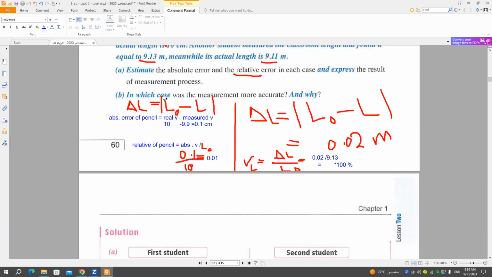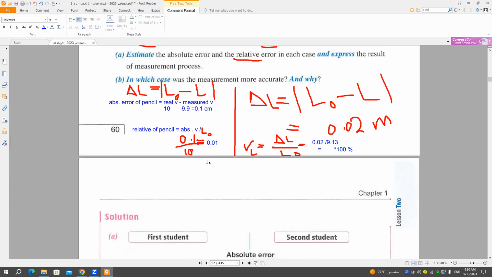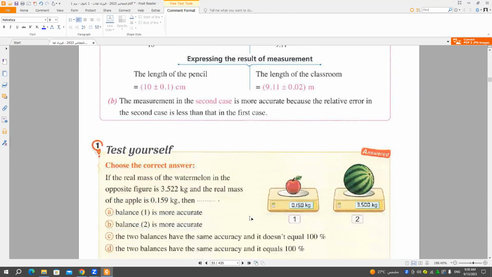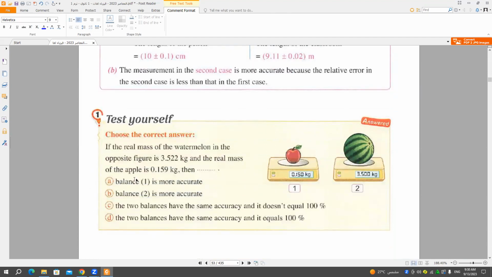The second question here: in which case was the measurement more accurate and why? Which one of them is more accurate and why? The measurement with higher accuracy is the one which has the smallest relative error. The smallest relative error is the second case, which is more accurate because it has a smaller relative error than the first case.